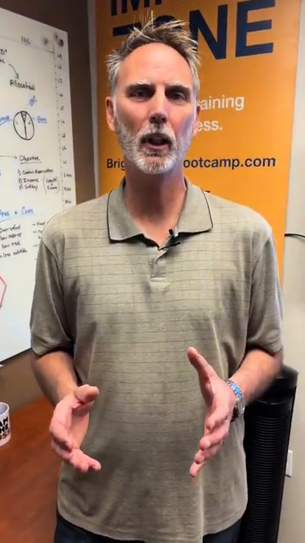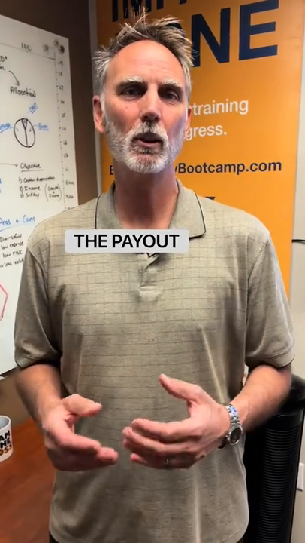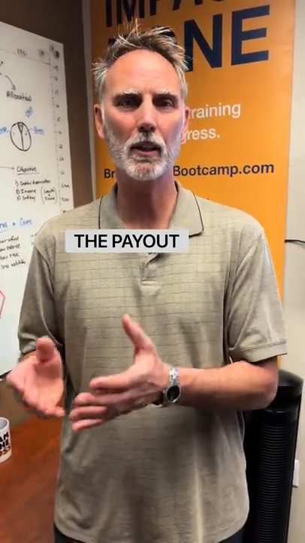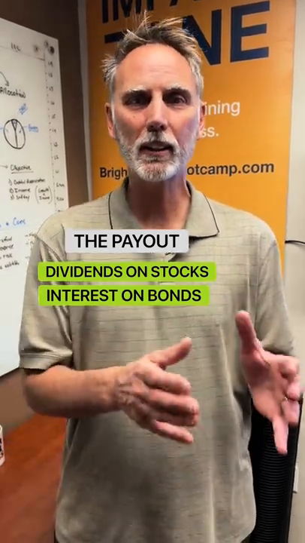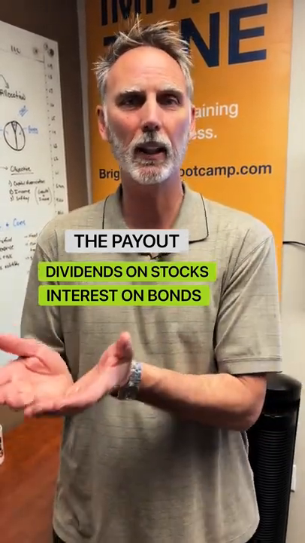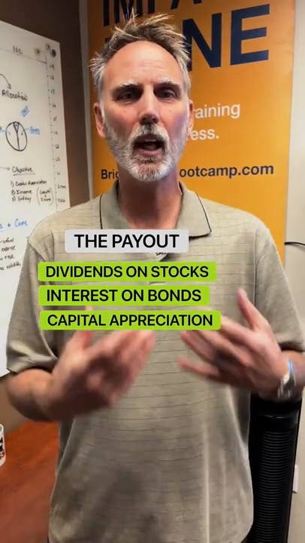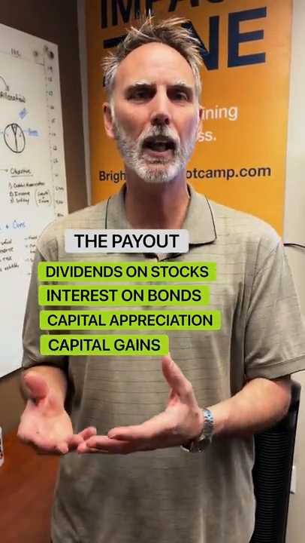In a balanced fund, the objective is both income and growth. So on the stocks held in your fund, you're going to earn dividends. On the bonds held in your fund, you're going to earn interest. On the stocks that are in your fund that are not sold, you're going to get capital appreciation. And on the stocks that are in your fund that are sold, you're going to get capital gains.